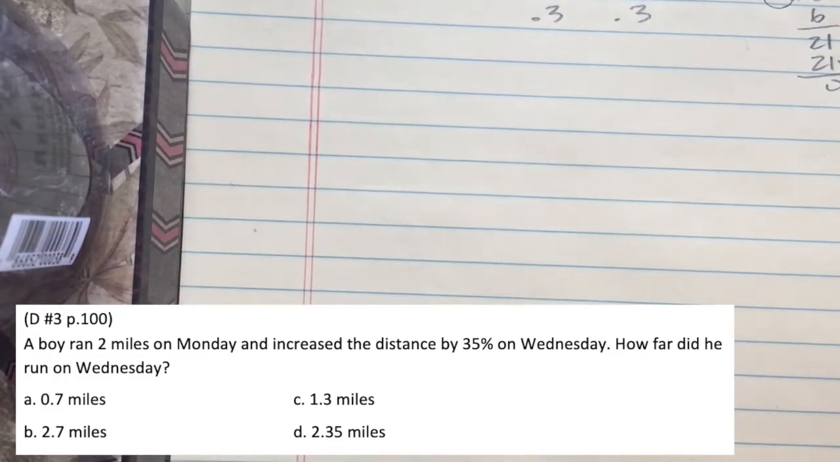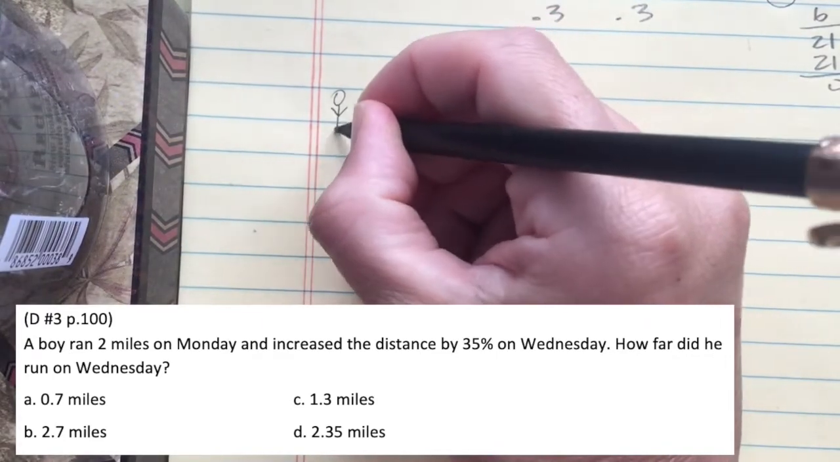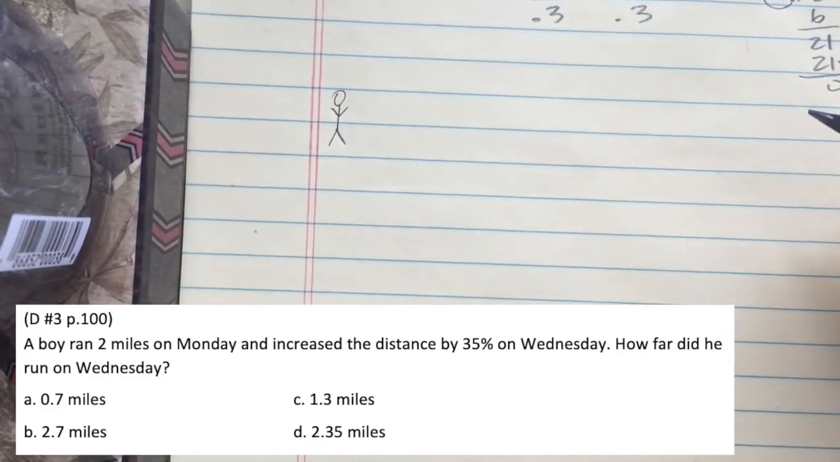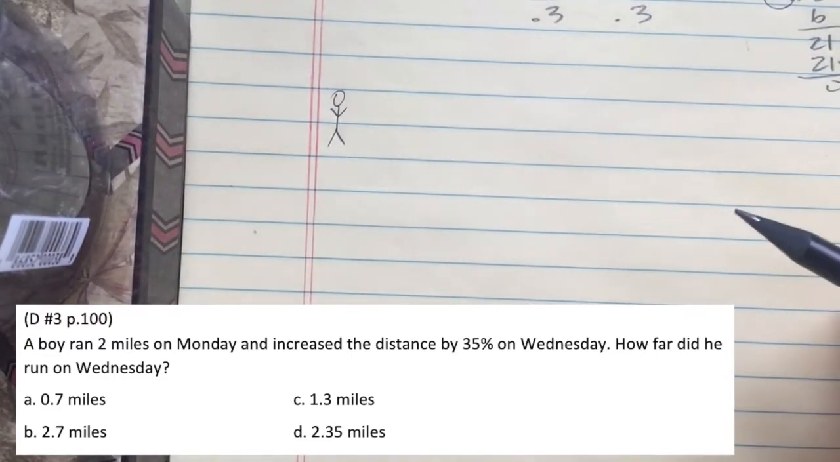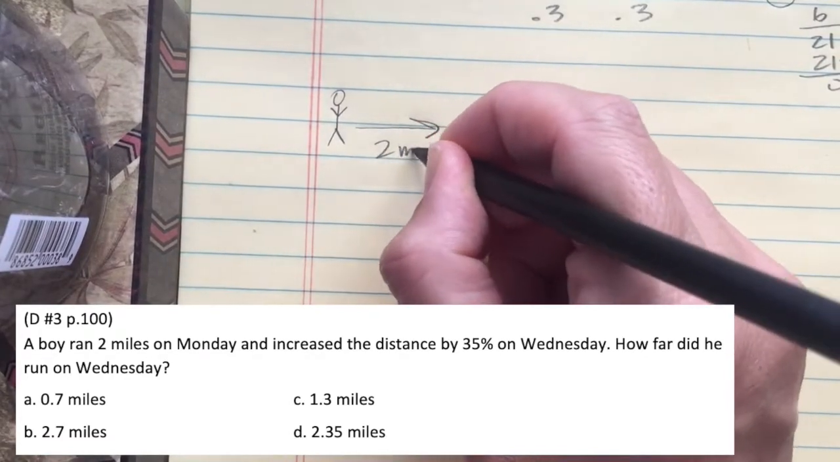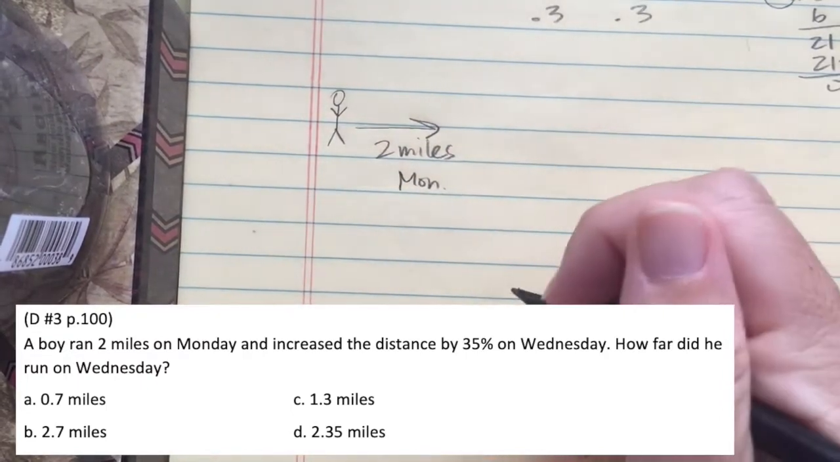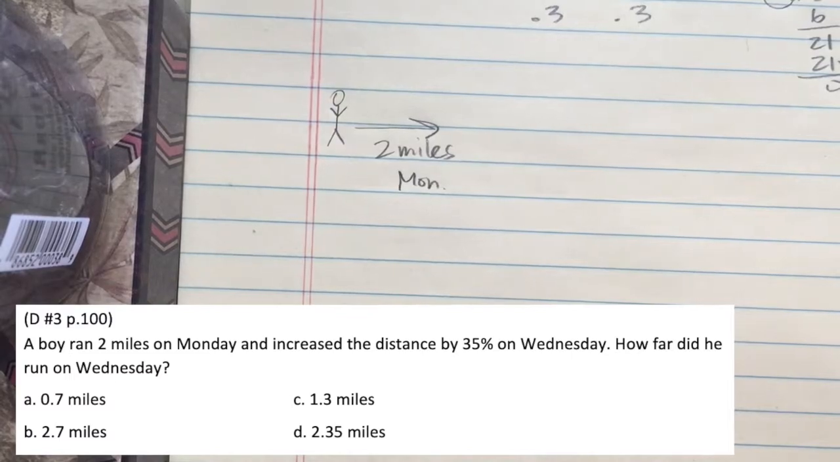Okay, next problem. A boy ran 2 miles on Monday and increased the distance by 35% on Wednesday. How far did he run on Wednesday? So we have this kid. I'm telling you, drawing pictures can be really helpful. Helps you connect to the problem. So we have this kid and he ran 2 miles on Monday. And then he increased the distance by 35% on Wednesday.